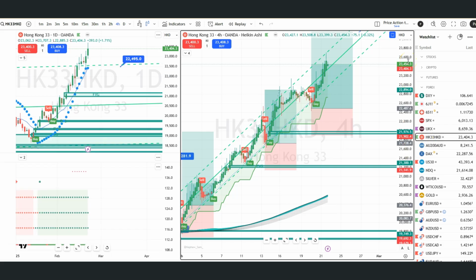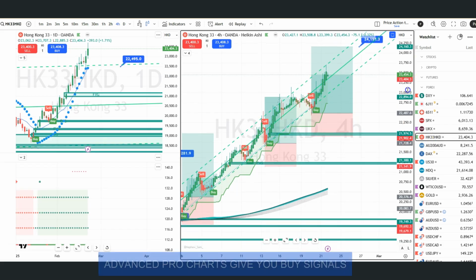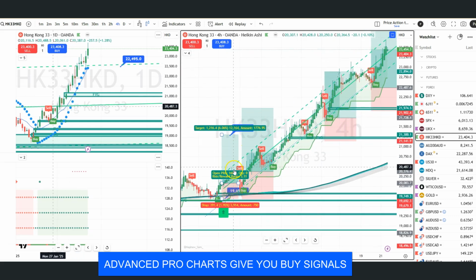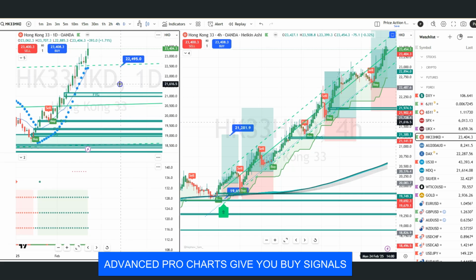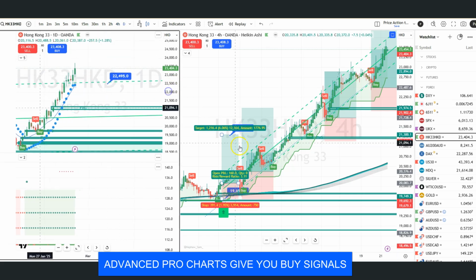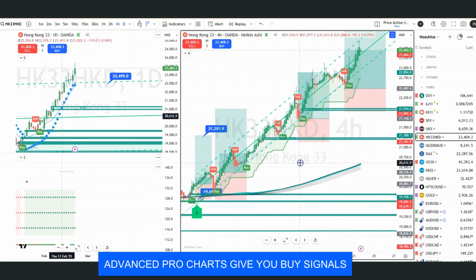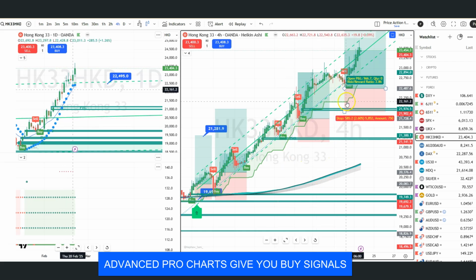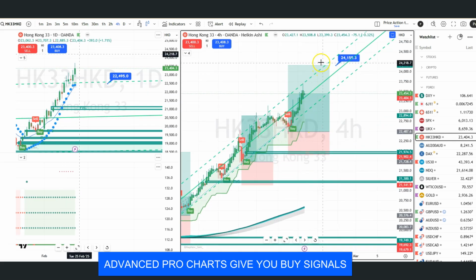Now, in terms of the best indices, stocks to trade is the Hang Seng. As we can see, we've enjoyed some massive profits here in the VIP room. On Telegram, I've been updating you with this every day. If you've ignored it, I'm sorry. But we had 1, 2, 3, 4, 5 buy signals here and heading for 24,155.